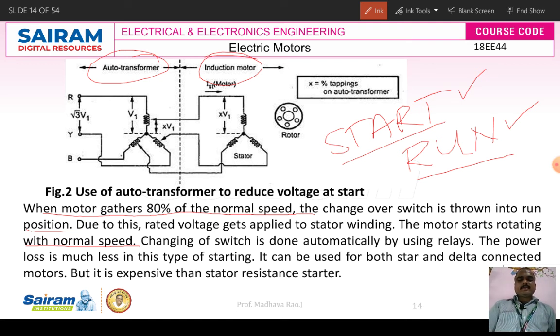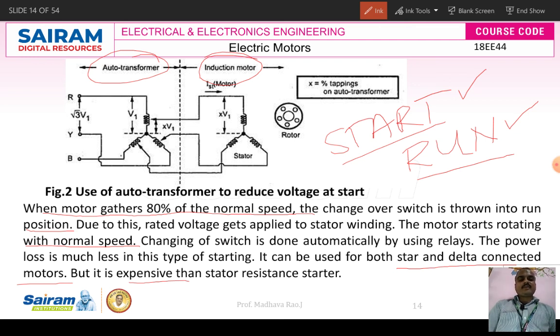The power loss is much less in this type of starting. It can be used for both star and delta connected motors, but the method is expensive, more expensive than the star delta and stator resistance methods. Since we need an extra auto transformer, we normally do not use this method.